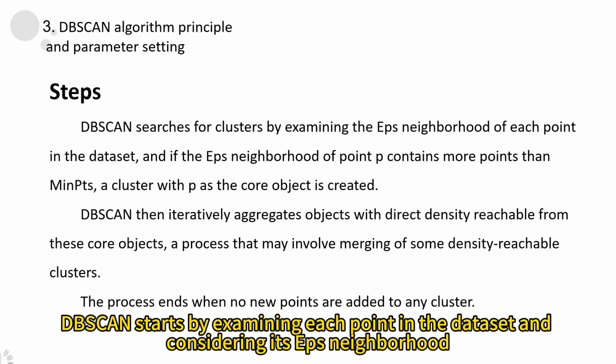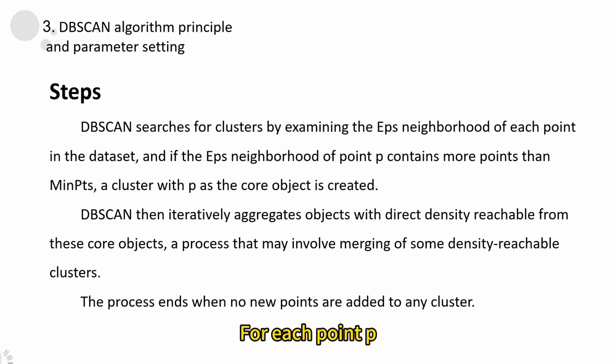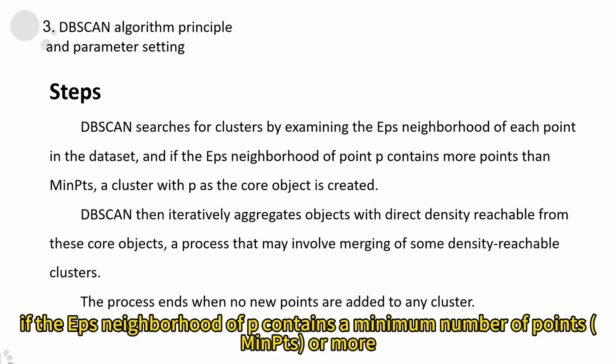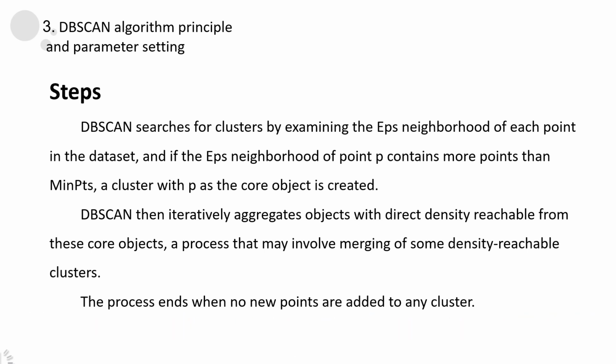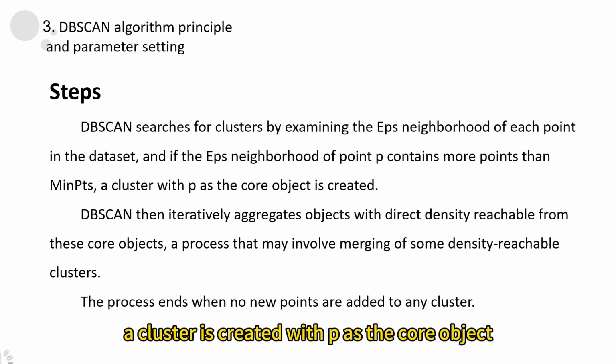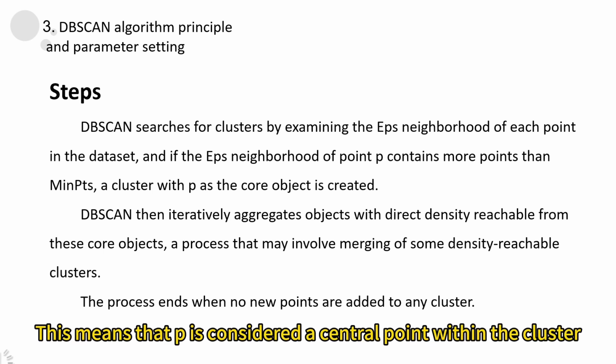DBSCAN starts by examining each point in the dataset and considering its EPS neighborhood. For each point P, if the EPS neighborhood of P contains a minimum number of points MinPts or more, a cluster is created with P as the core object. This means that P is considered a central point within the cluster.